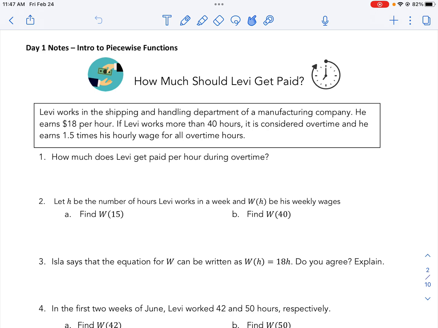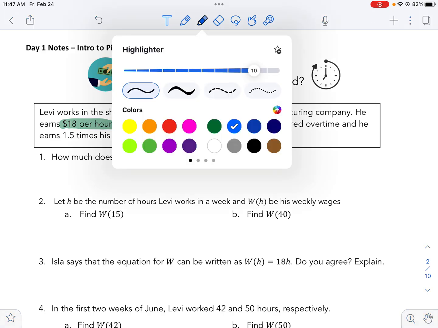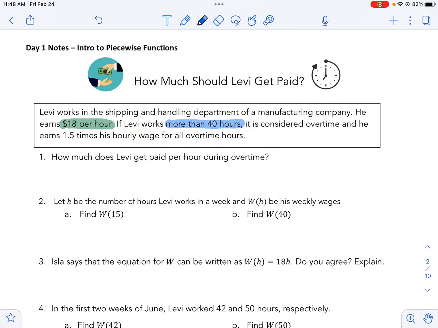So here's the problem. Levi works in the shipping and handling department of a manufacturing company. He earns $18 an hour. If Levi works more than 40 hours, it's considered overtime, and he earns 1.5 times his hourly wage.